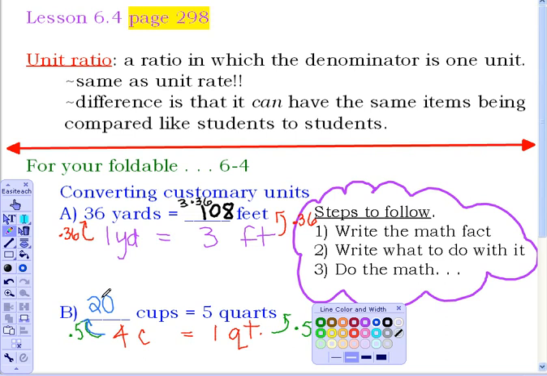So again, write the math fact, then write what your arrow is, show what you're going to be multiplying by or what you're dividing by if it's getting smaller. And then the third step is to go ahead and do that math.